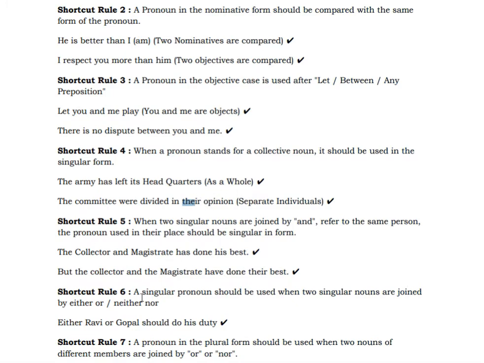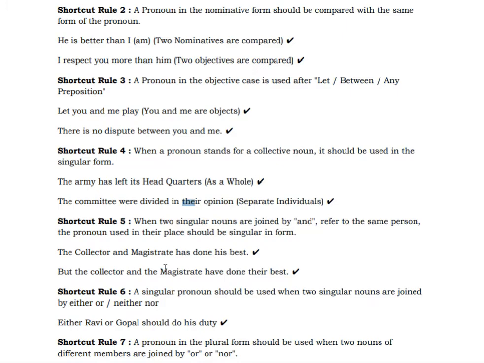Let's go to rule number 5. So remember here, rule number 1, the order. Now here the second rule, it's about comparative forms. If it is a comparison, it has to be the nominative form in the case of both. And whenever you are using let, it should be the objective form. I hope you have got it now. Okay, collective noun, it depends upon the verb that is used there. So depending upon that, you have to use the singular form or plural form.